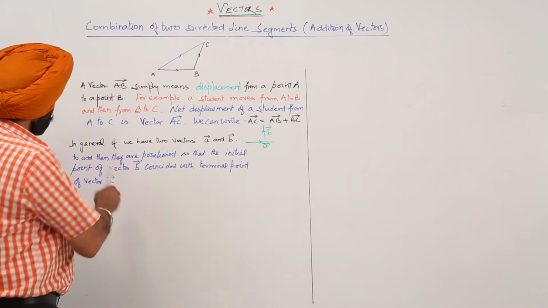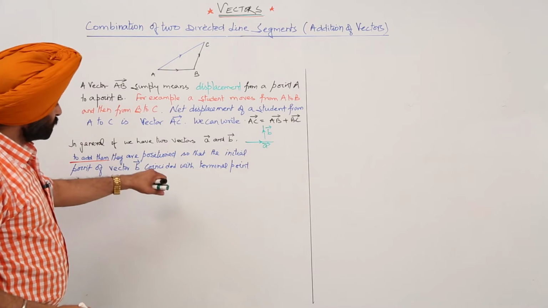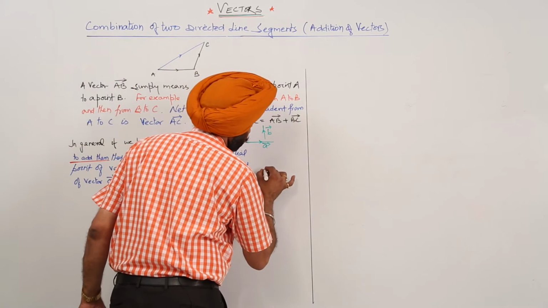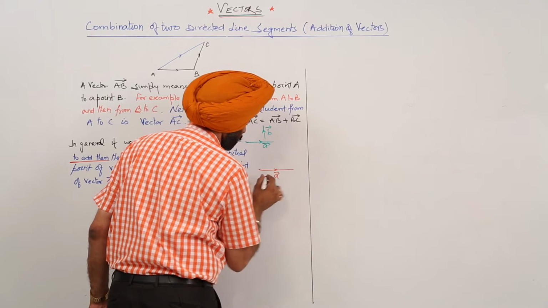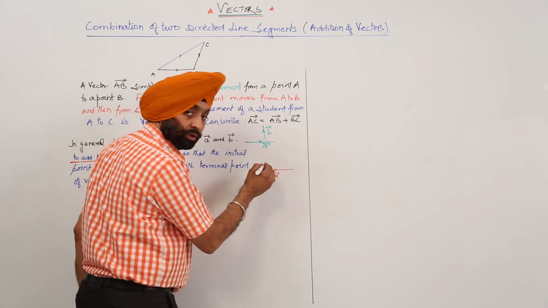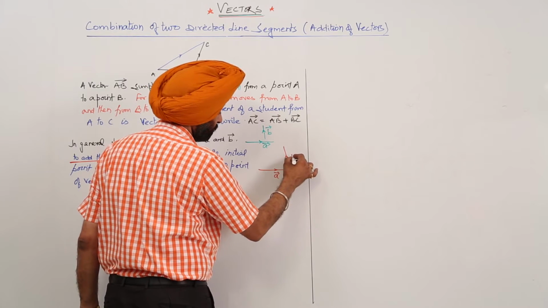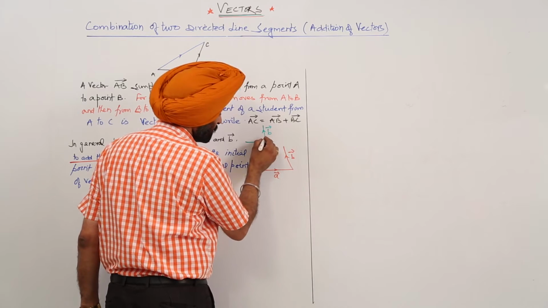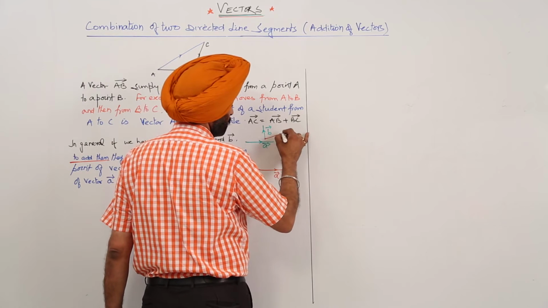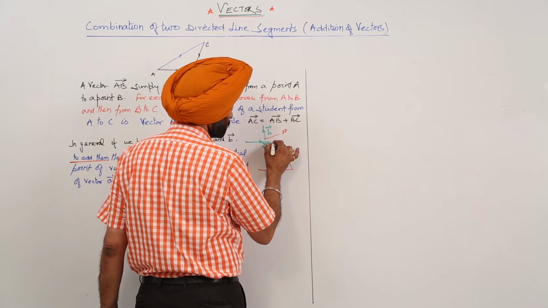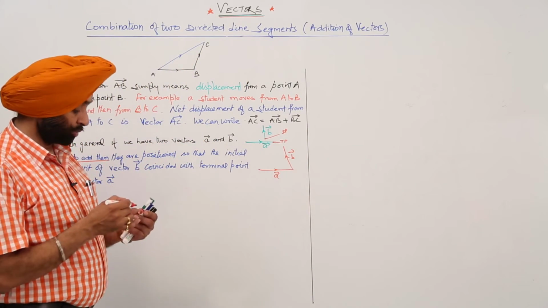Now to add them, they are positioned so that, I am just positioning vector A, with its initial point and terminal point. Here this is vector B, this is the initial point of vector B, and this is the terminal point.